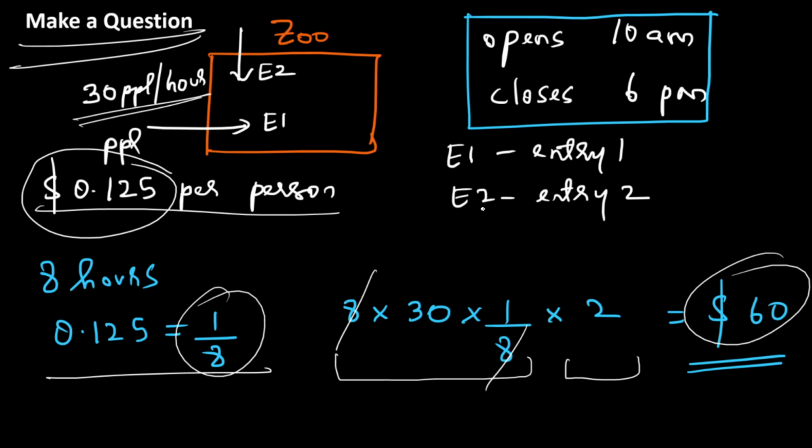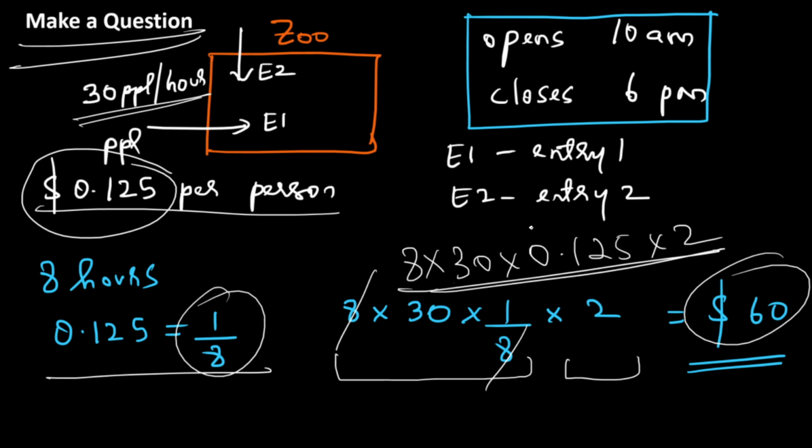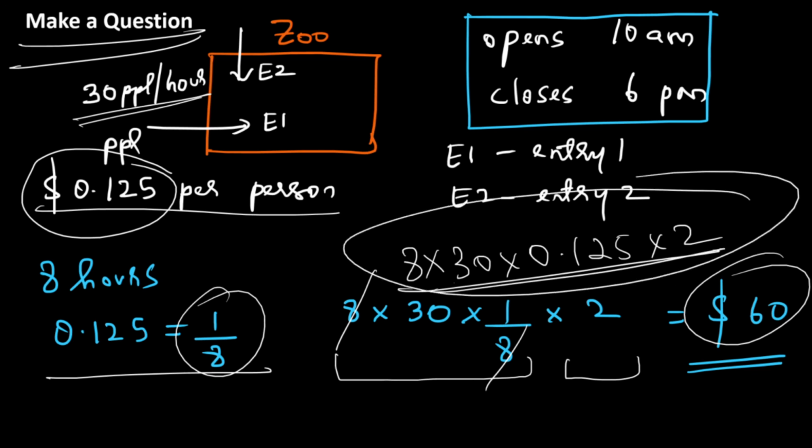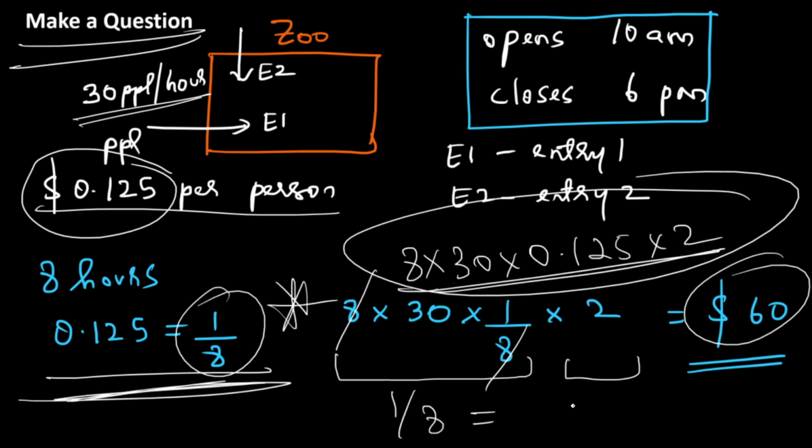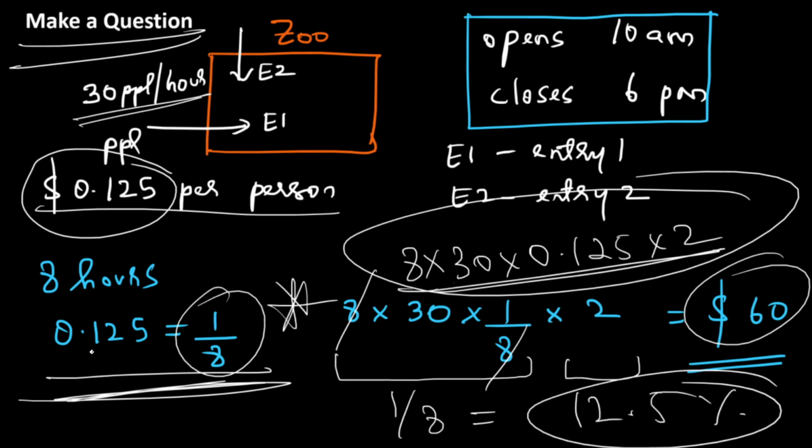You can get the same answer if you do 8 into 30 into 0.125 into 2, but you will see that this takes much more time. And as you know, this is a time-based exam, so somebody who knows this is at an advantage. So try to know this. You can also see that 1 by 8 is nothing but 12.5%, and 12.5% is nothing but 0.125. So knowing this conversion will help you in many questions.